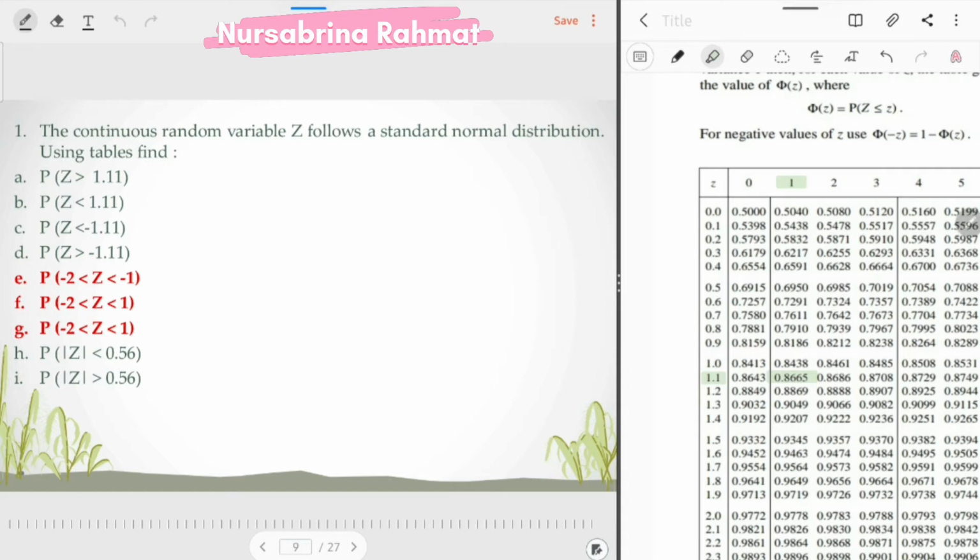Okay, what about when it involves these E, F, G cases where we have intervals? Pardon me. Question G is actually a repeated question of question F. It's just a typo error. So let's do question E first.